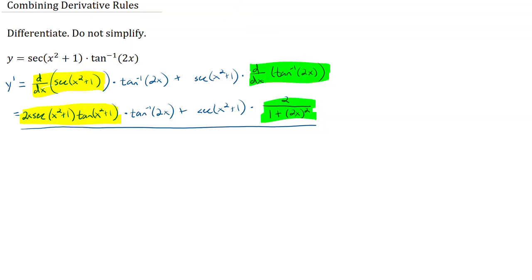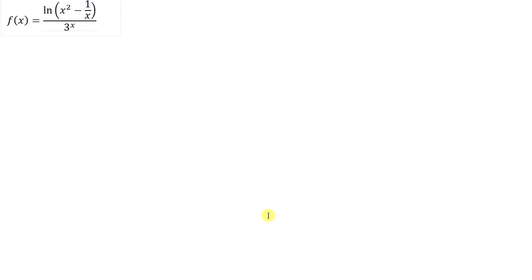Okay, let's try another one. Same instructions, differentiate, do not simplify. This function is f of x equals the fraction where the numerator is the natural log of x squared minus 1 over x, and the denominator is 3 to the x power. And since we're differentiating, we'll call the derivative f prime of x. And here we have a quotient rule because we're dividing two functions.